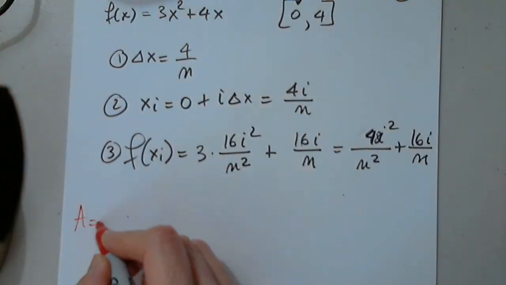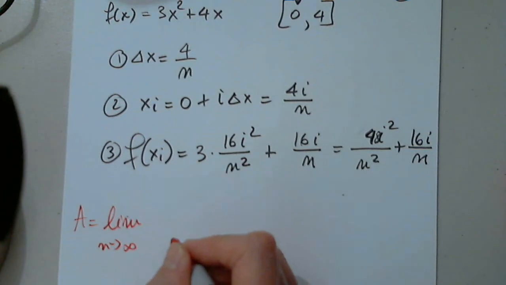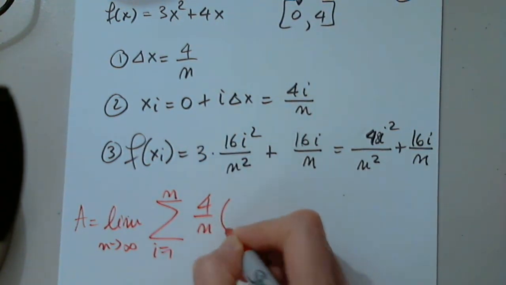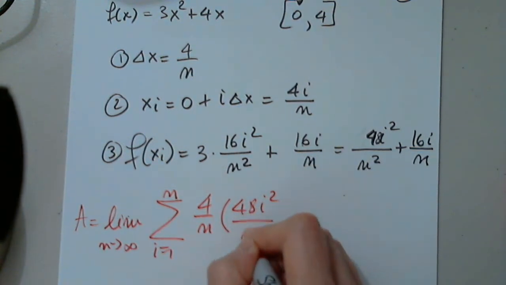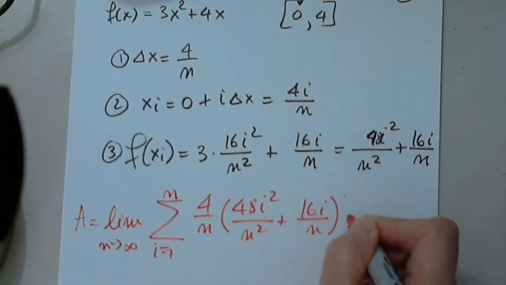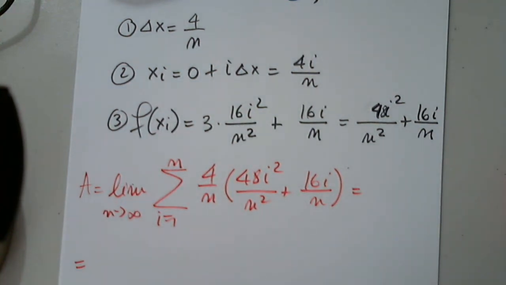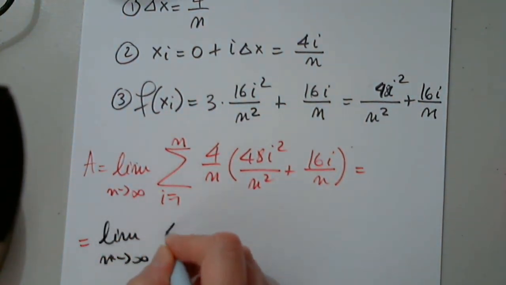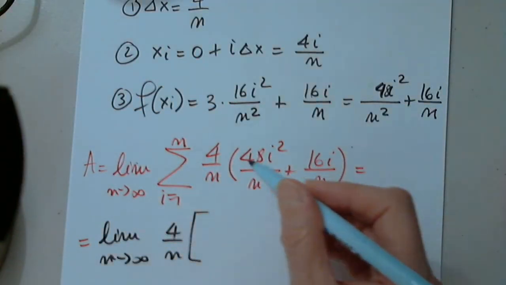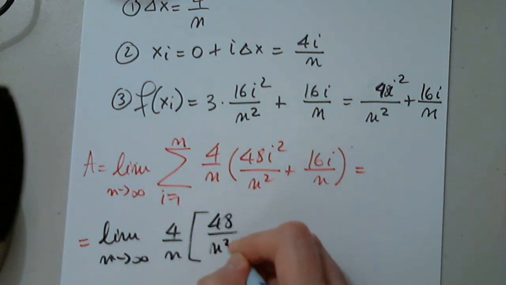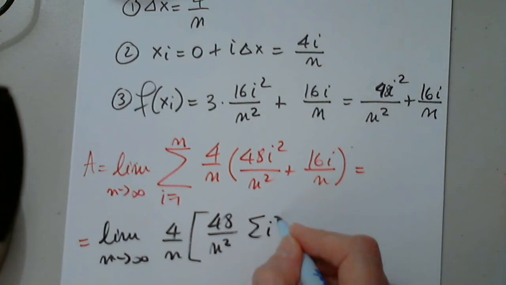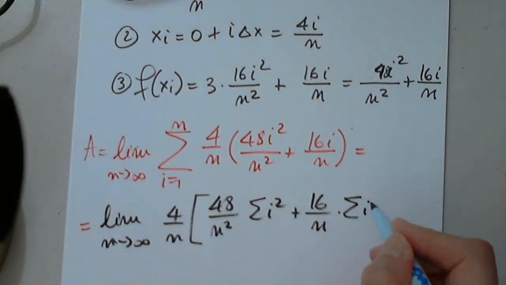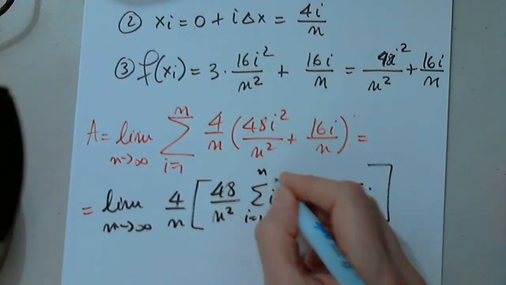Okay, so then the area is the limit as n approaches infinity of the sum from i equals 1 through n of delta x, which is 4 over n, times all this: 48i squared over n squared plus 16i over n. I'm trying to cut back a little bit on writing. First, I'm going to put 4 over n in front, so limit as n approaches infinity, 4 over n. And then when I apply the sum to this, 48 over n squared comes out, and the sum of i squared. When I apply the sum to this term, I have 16 over n times the sum of i. Of course, this is from i equals 1 through n.